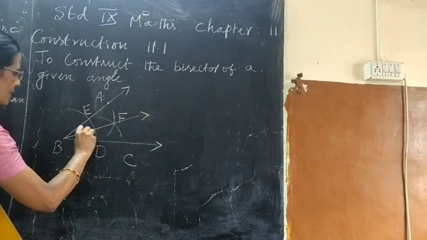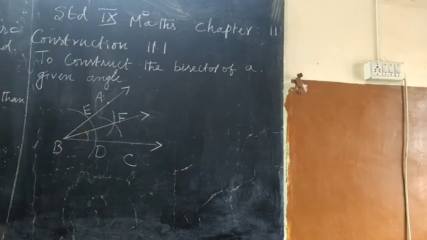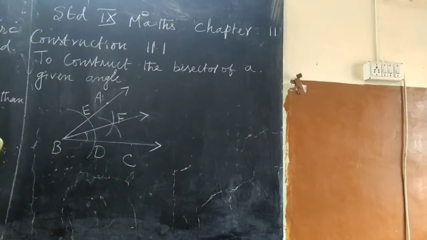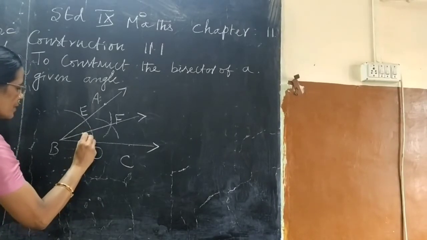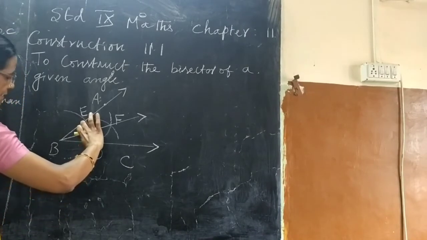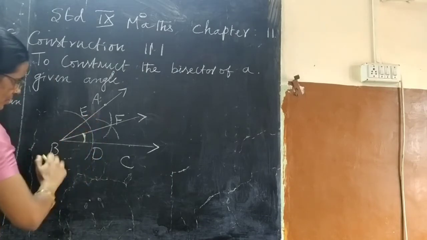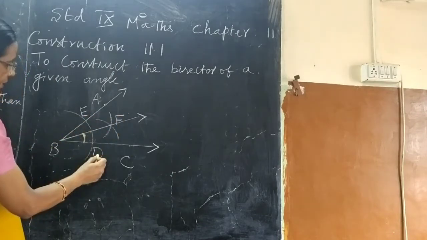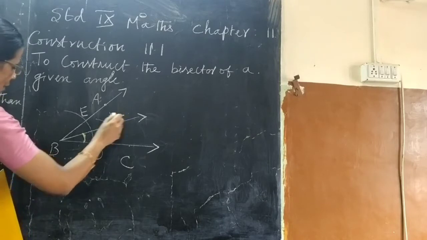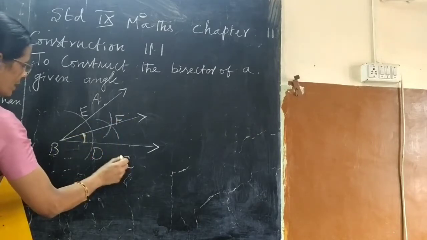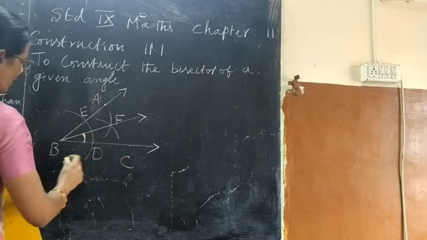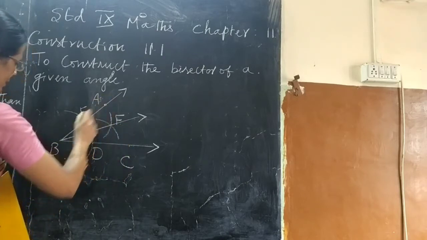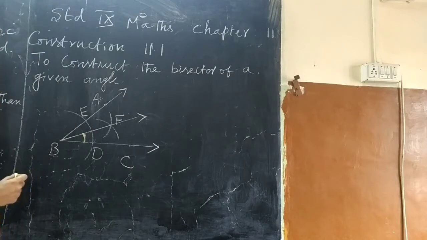If we measure this angle, this will be half of this entire angle, right? So FBD or angle FBC will be half of which angle? Half of angle ABC. So we call BF is the bisector of the given angle ABC.